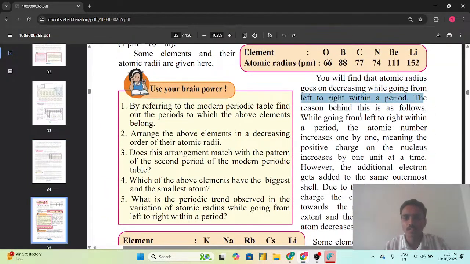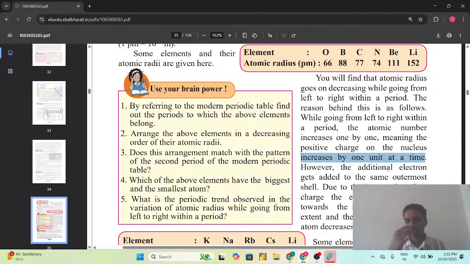The reason behind this is as follows. While going from left to right within a period, the atomic number increases one by one, meaning the positive charge on the nucleus increases by 1 unit at a time. So we can see that the atomic number goes on increasing.